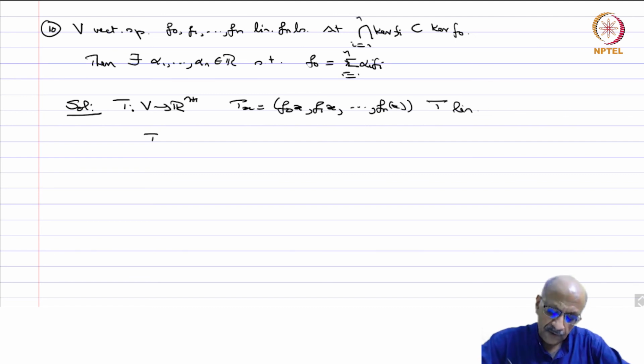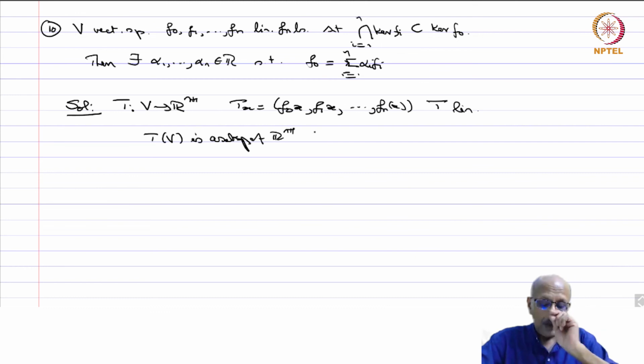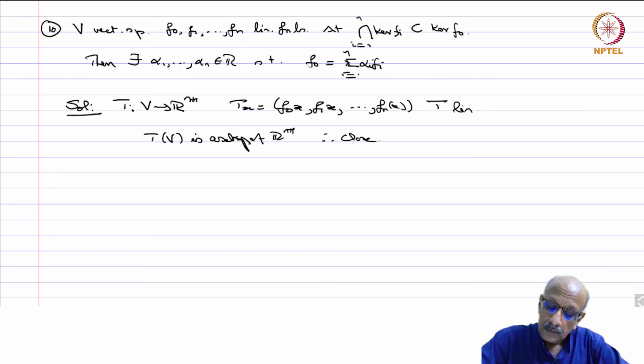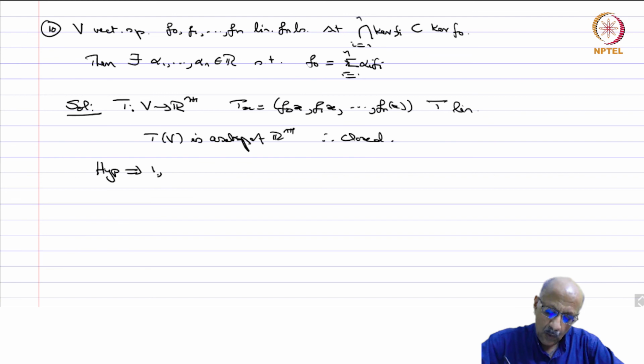So T of V is a subspace of R^(n+1) and everything is finite dimensional, therefore closed. Okay. Now the hypothesis implies (1, 0, ..., 0) is not in the range of T.